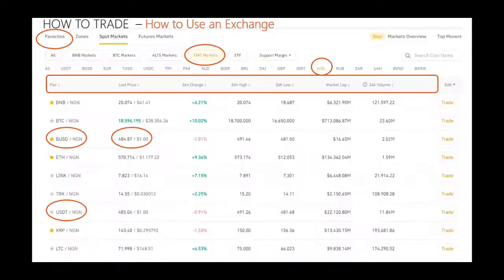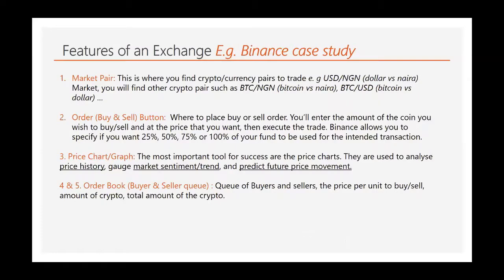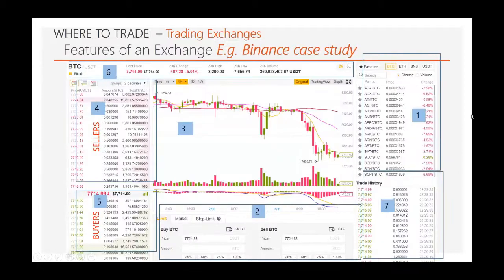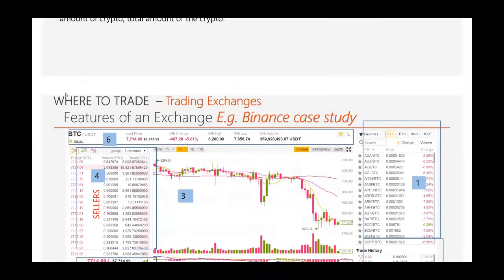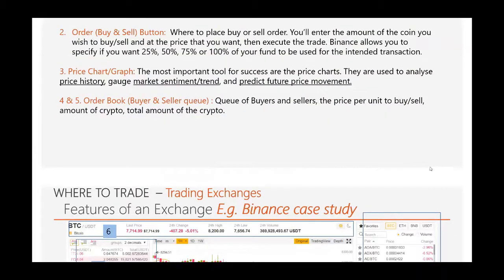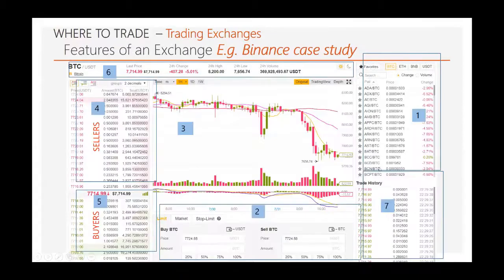Okay, let's just take it like this. Now let's start explaining these things. Number 1, number 2, number 3, and number 4 and 5. Now this is an exchange. Remember, we're talking about where to trade when we said we trade on an exchange. Now we're looking at the important features of an exchange. And I said number 1 from here is the market pair. Now this is a market.